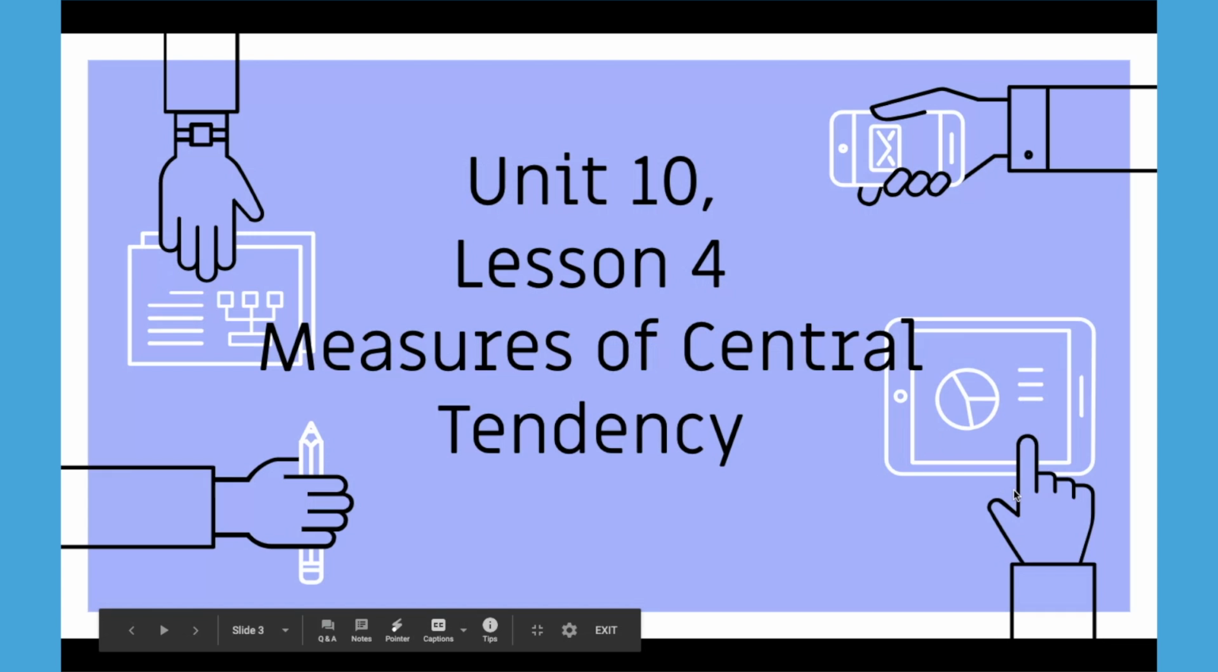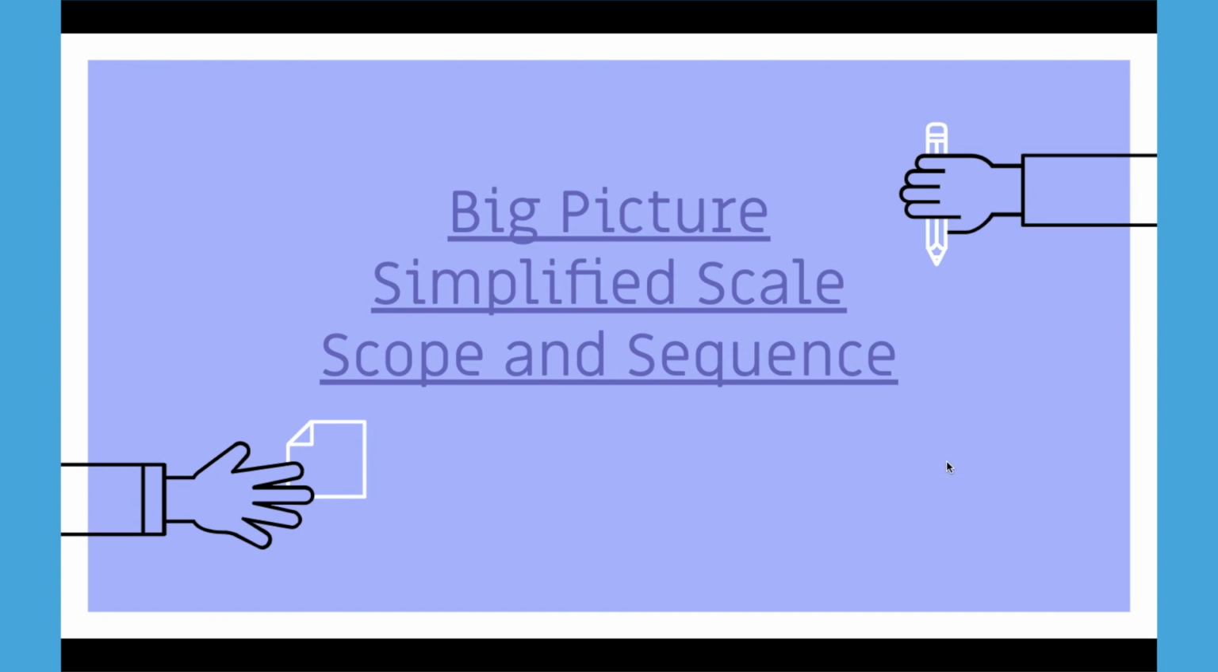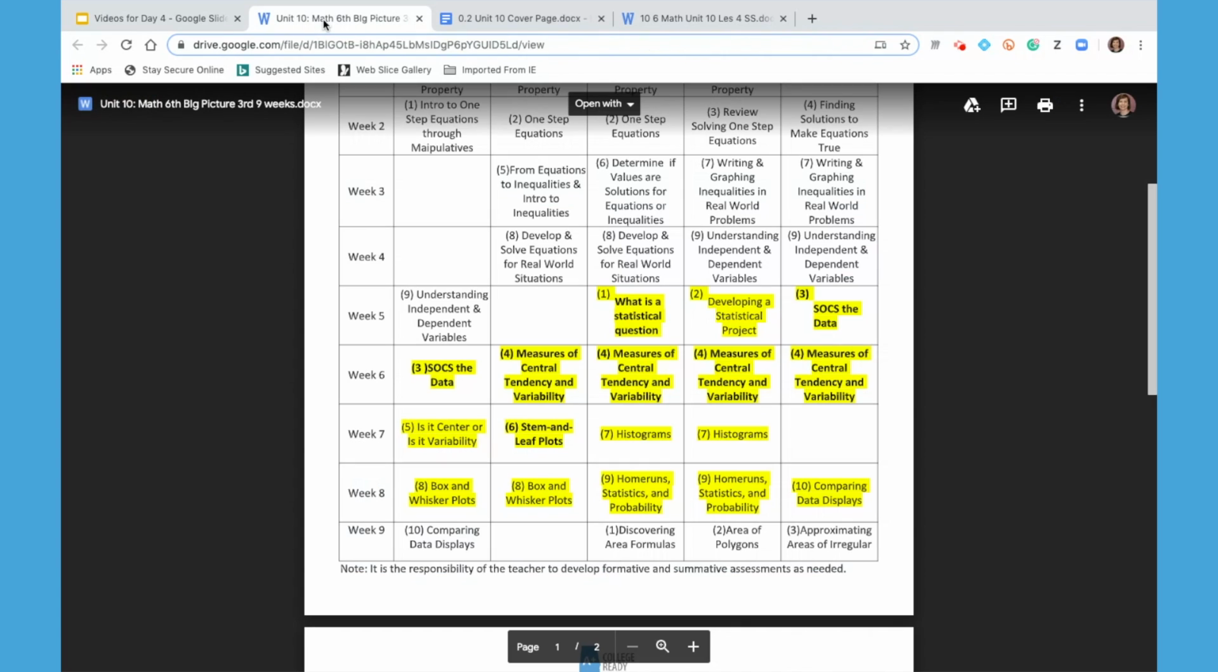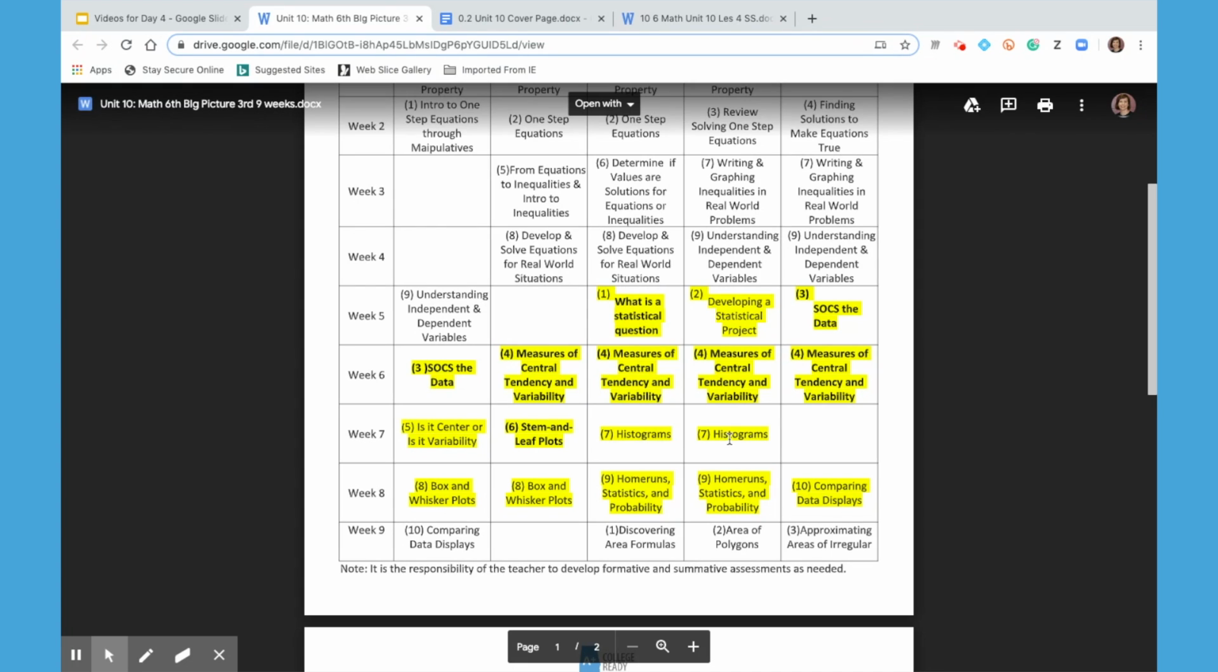Let's look at Unit 10, Lesson 4, Measures of Central Tendency. We've got the big picture, simplified scale, and scope and sequence to look at. Now, this particular lesson is Lesson 4. You're going to be able to do Lesson 3 in independent just because virtually it works out better that way, to have it a little out of order in our training.